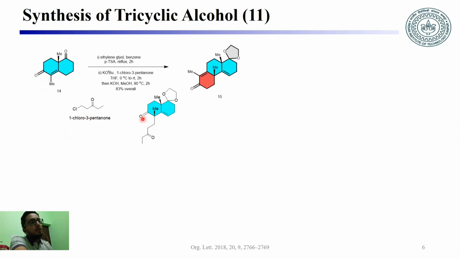And this molecule, in the presence of potassium hydroxide base, will give an intramolecular aldol reaction and give us this molecule 15. This reaction is also known as Robinson annulation reaction. So we reach molecule 15.